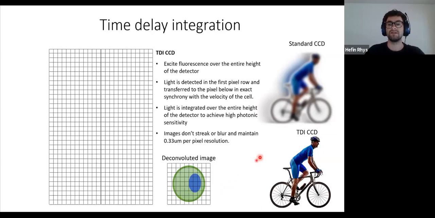So if you imagine that you have a cyclist whizzing by, if you hold your camera static and wait for the cyclist to come in front of your lens and then you take a photo, you'll have a very blurry cyclist. Whereas if you move your camera at the same speed as the cyclist and then take a photo, you'll get a nice sharp image. So time delay integration is kind of a digital version of moving your camera lens with the same speed as the cell.